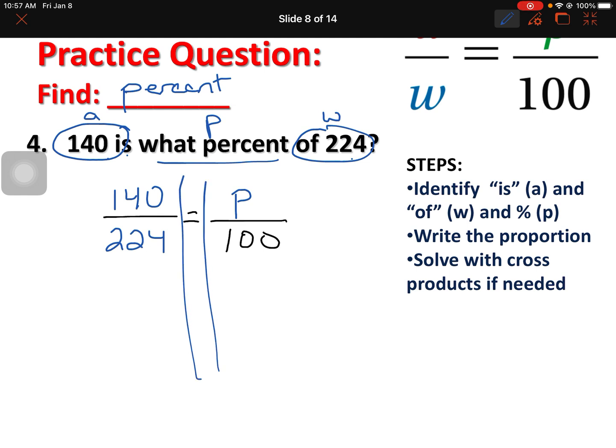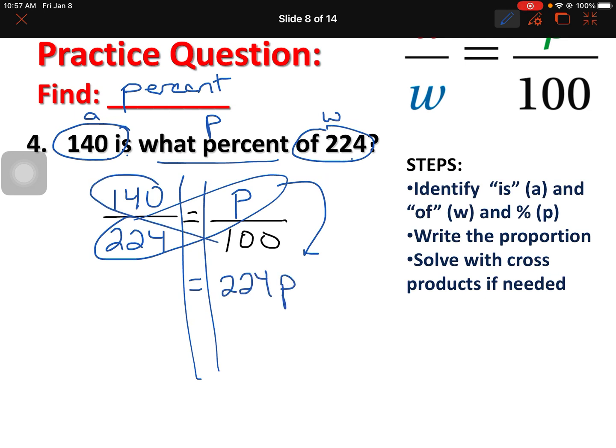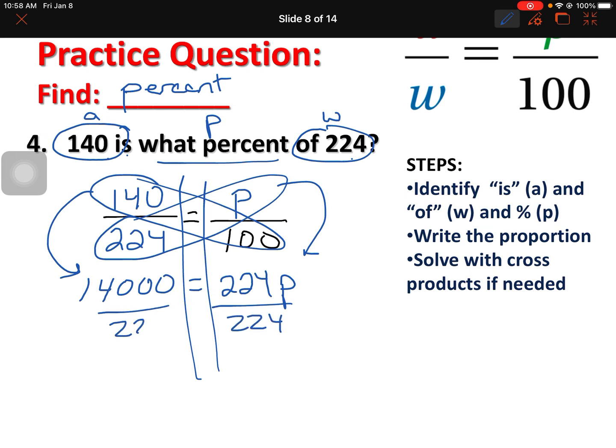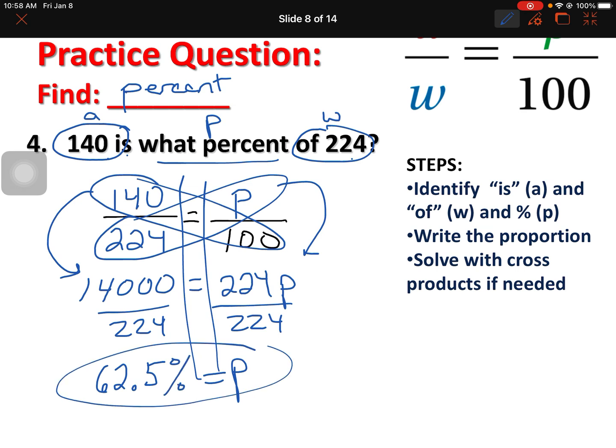Now we can go ahead and set up our proportion and begin our cross products. So this is 224P in this direction, and we have 140 times 100 would be, what do we got, 14,000. And we're going to divide both sides by 224 to figure out our percent. So 14,000 divided by 224 gives us 62.5. And once again, don't forget to label percent.